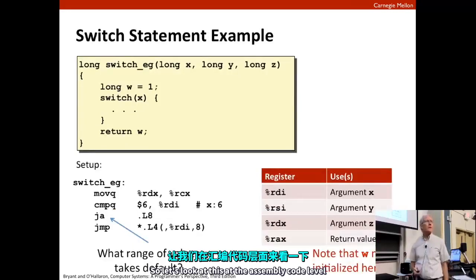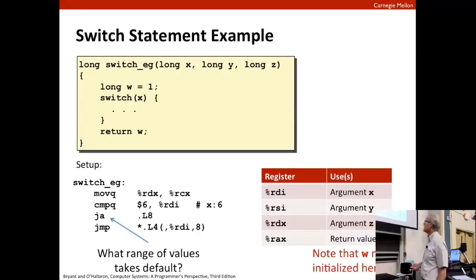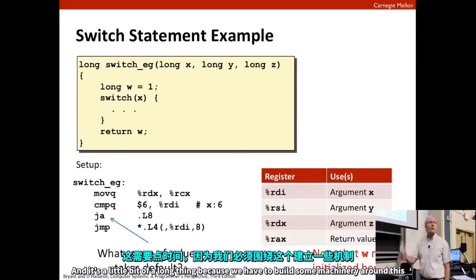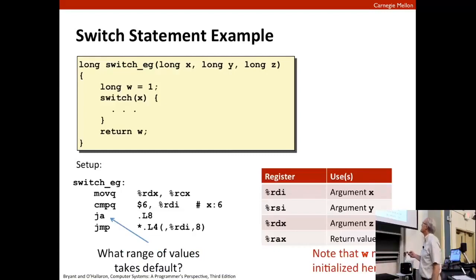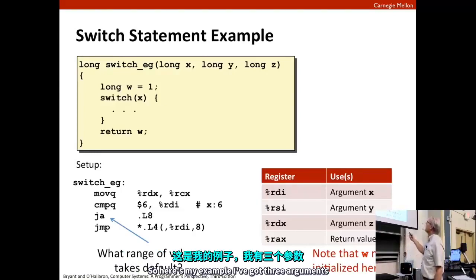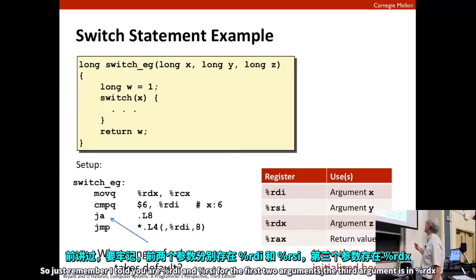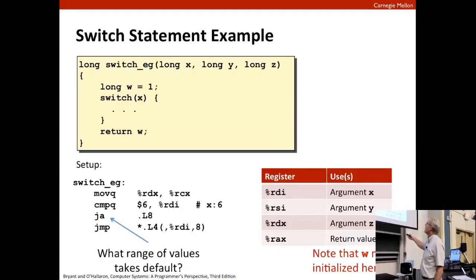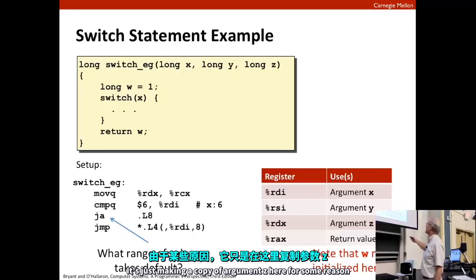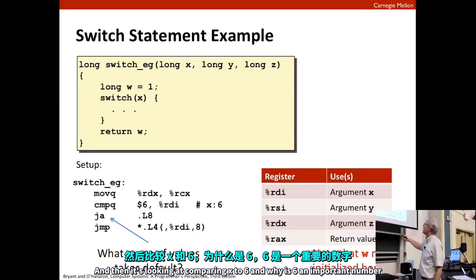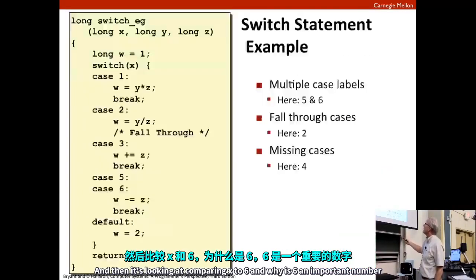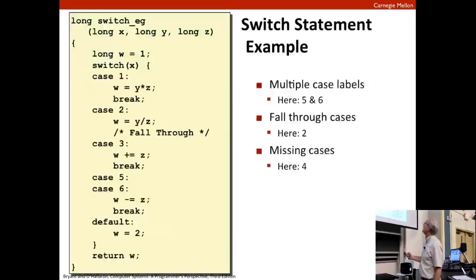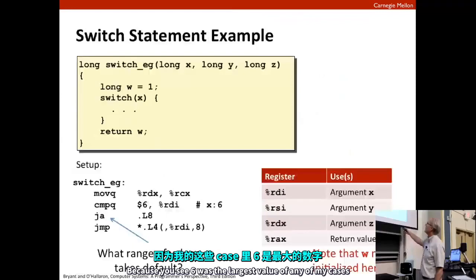So let's look at this at the assembly code level. And it's a little bit of a long thing because we have to build some machinery around this. So here's my example. I've got 3 arguments. Just remember I told you RDI and RSI for the first 2 arguments. The third argument is in RDX. And here's the beginning of the switch code. It's just making a copy of argument Z here for some reason. And then it's comparing X to 6. And why is 6 an important number? Because 6 was the largest value of any of my cases.